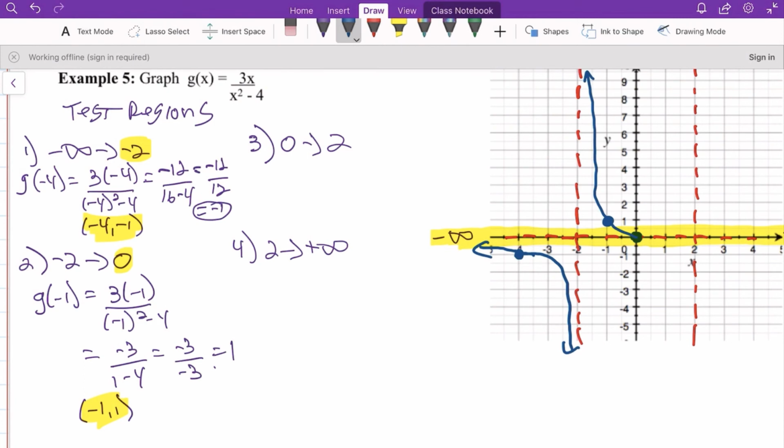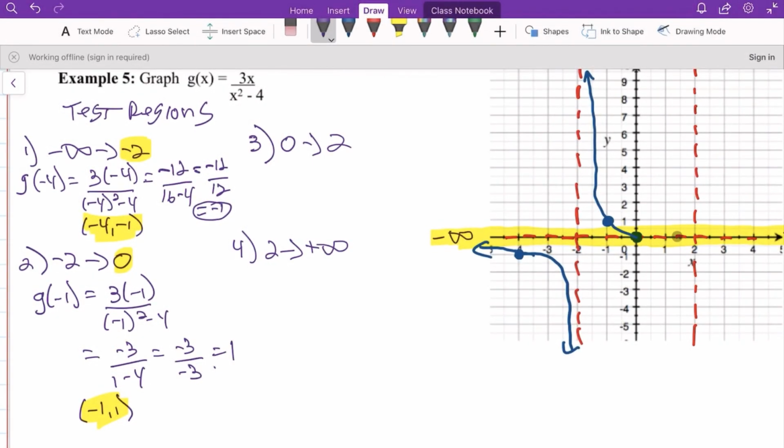So I'm going to go over here, and now we're from 0 to 2, so we're going to pick 1. So we're going to do g of 1 and substitute that into the function. So we have 3 times 1 over 1 squared minus 4. So this is going to give us 3 over, basically, the bottom is going to simplify into negative 3. So this is going to be negative 1. I'm going to substitute in a 1, and we got out a negative 1. So that's my third test point. And I'm going to plot that. That's 1, negative 1.